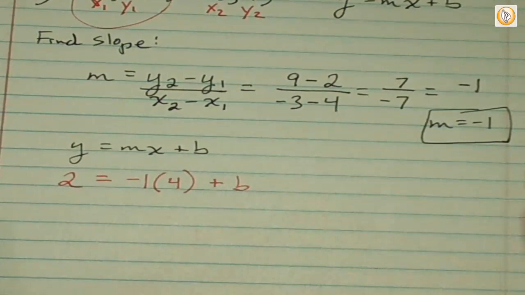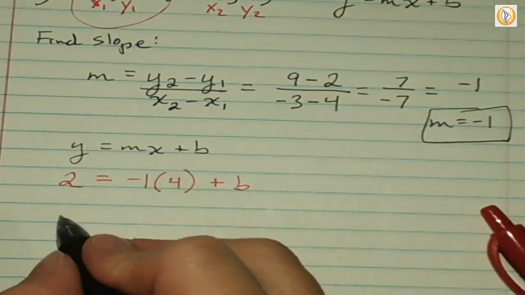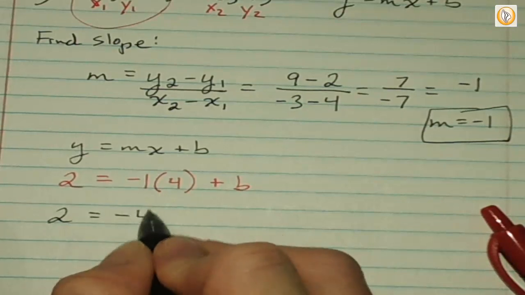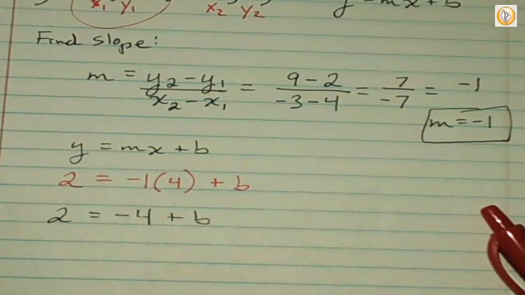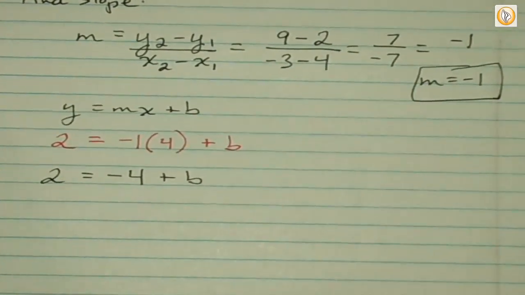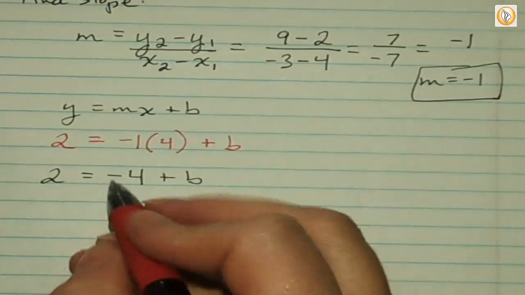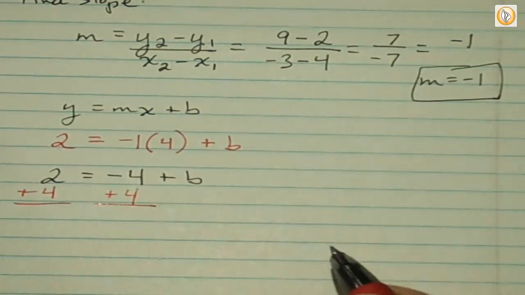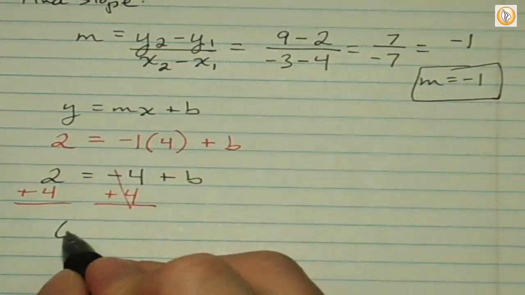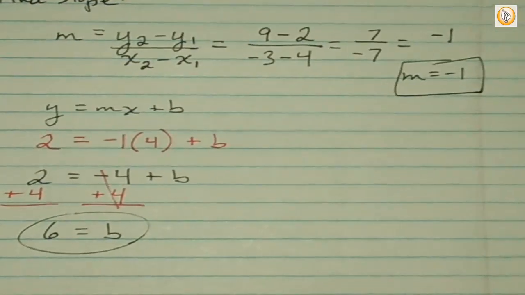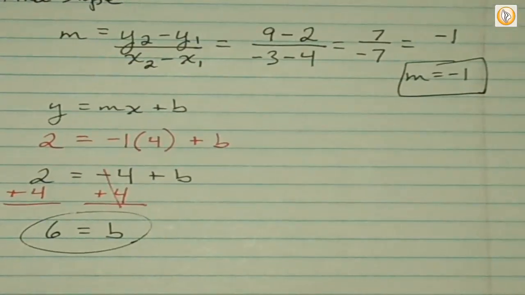All right, so chat, tell me what the next line is. 2 equals -4 plus B. Keep talking. Then you add 4 to 2. Why? Because you got to get rid of it, because we're isolating the variable. So what do you get? 6. B equals 6. All right, so now we have found our slope and our y-intercept.